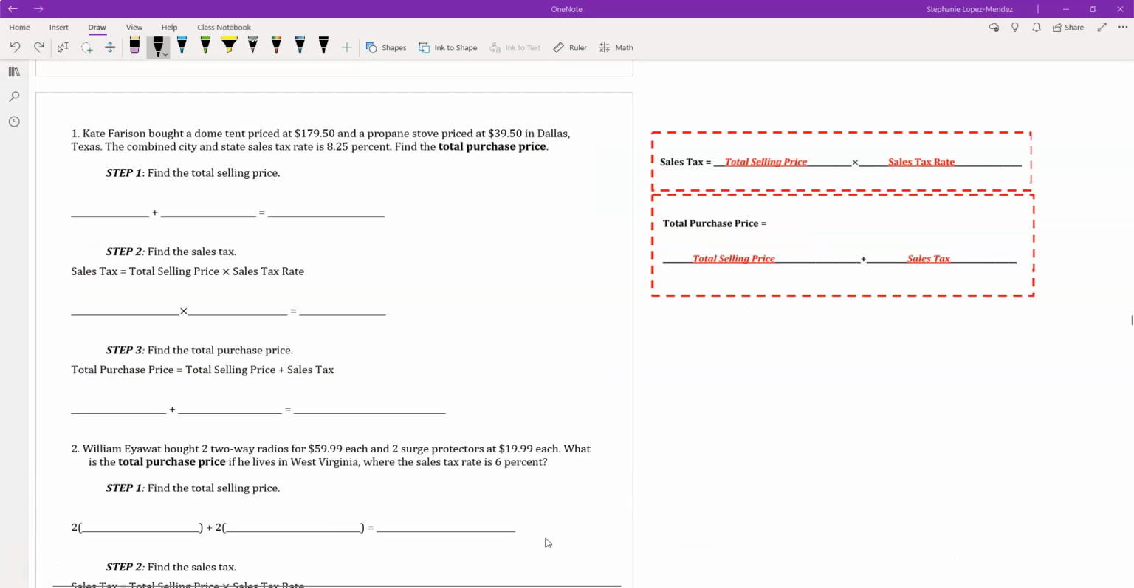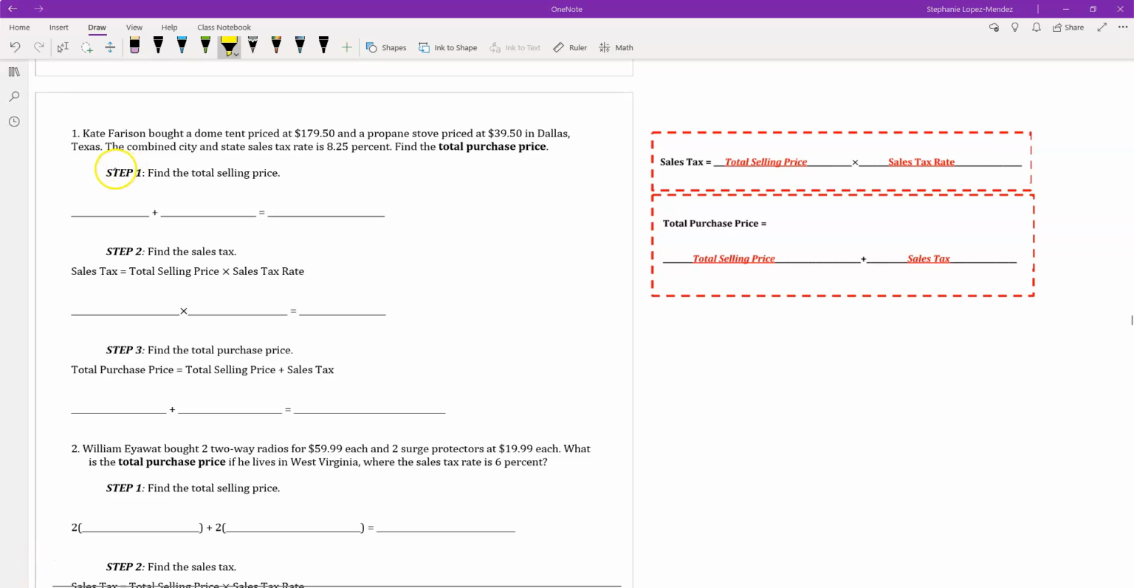We now move to problem number 1. It says Kate Ferguson bought a dome tent priced at $179.50 and a propane stove priced at $39.50 in Dallas, Texas. The combined city and state sales tax rate is 8.25%. Now we have to find the total purchase price.